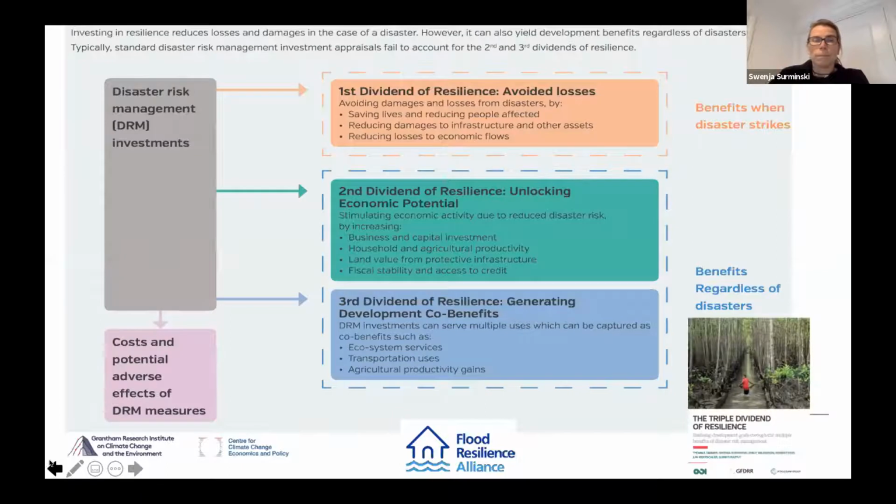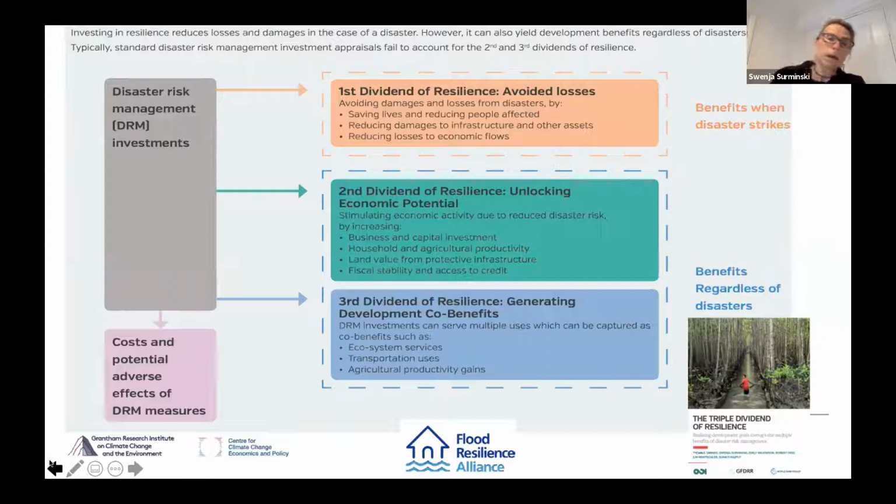You might be familiar, there's a publication that we put out to summarize that concept. So, you see the first dividend, that's very much the traditional view. Why do we need resilience? We need resilience to avoid losses. And obviously that is the main driving force behind a lot of efforts in the resilience space. But we say it doesn't stop there.